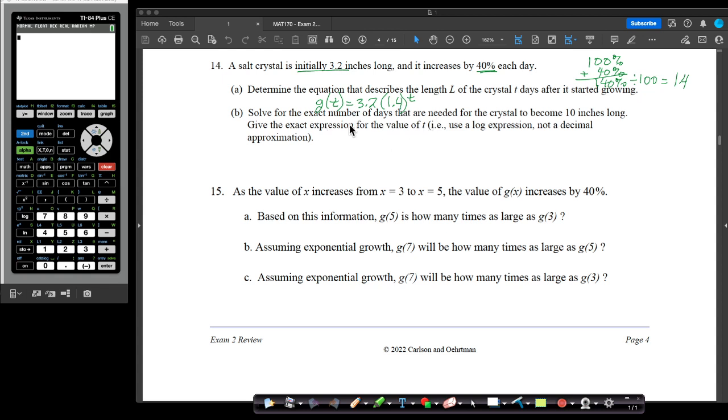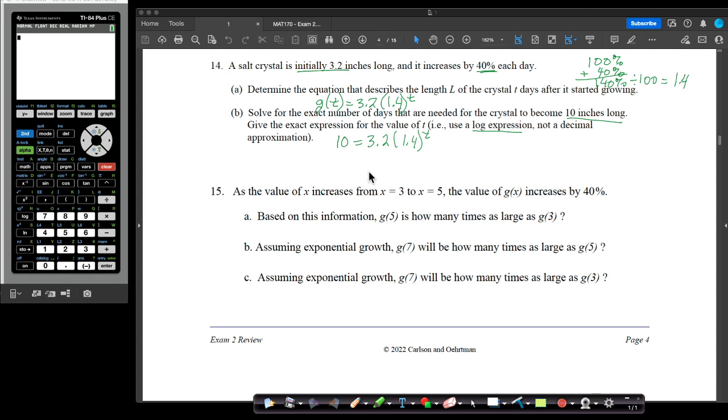So there it is. Solve for the exact number of days that are needed for the crystal to become 10 inches long. Okay, give the exact expression for the value of T. So they want us to use a log expression. We could do this graphically, but it'll probably give us a decimal, and they say don't use a decimal. But we could always check it that way. So anyway, the output is going to be 10 inches long. So we set G of T equal to 10. We take our formula, 3.2 times 1.4 raised to the T, and what we need to do is solve for T.